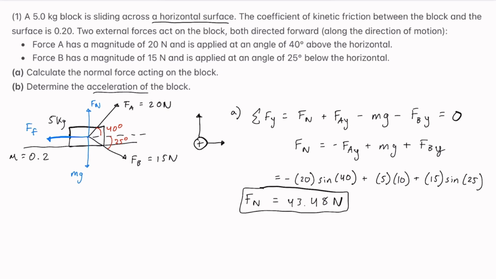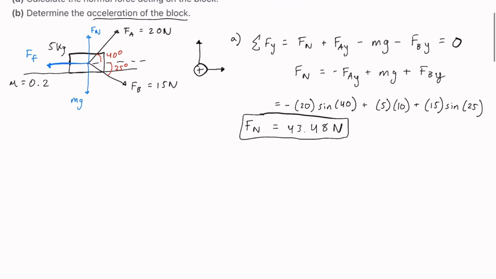Now, let's find the acceleration of the block. Some sort of acceleration in the x direction. If we're concerned with the x direction motion, we're going to consider the forces in the x-axis. So we have the sum of the forces, F of x, is equal to Fax plus force B in the x direction minus the force of friction, which is opposing the direction of motion, equal to ma.